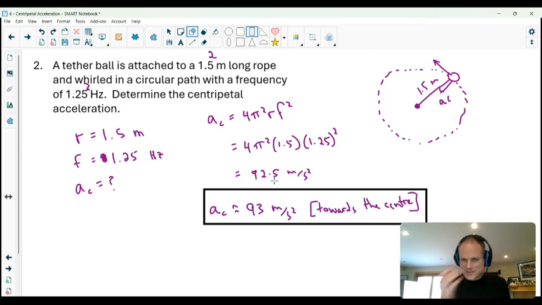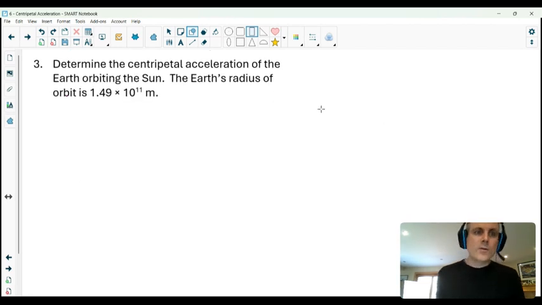You might look at that number and say, 93 meters per second squared? That seems, Mr. Roy, that seems like a crazy high number for an acceleration. I'm used to it being like 1.5 or like 2.3 at the most. It's true. Centripetal accelerations will give you gigantic numbers. For things like a tether ball or a car or whatever, numbers that you won't seem used to and will be counterintuitive to what you're used to in terms of the size of accelerations. So just be aware of that. Let's have a look at our final one here.